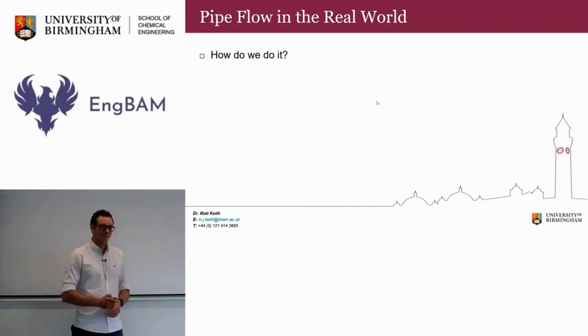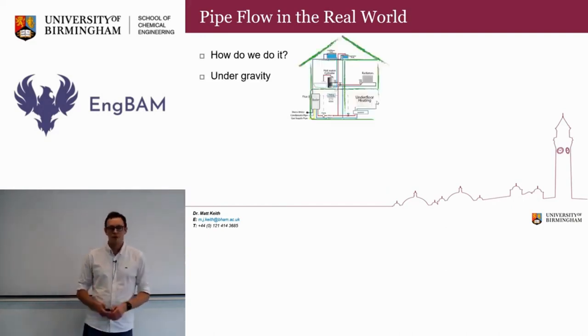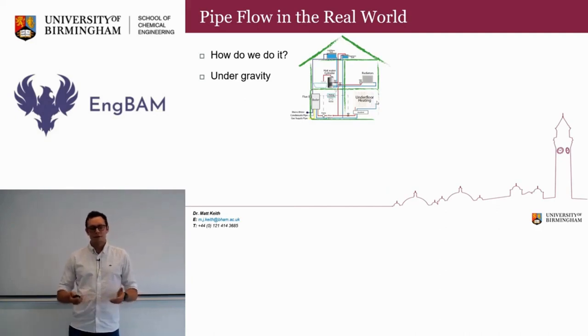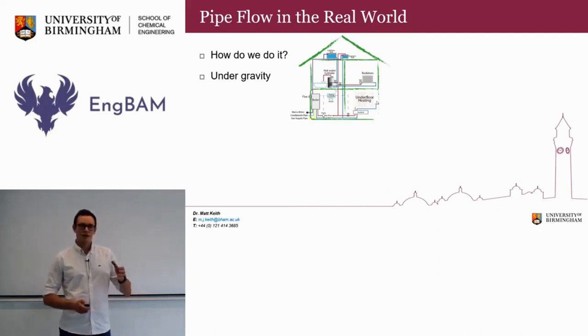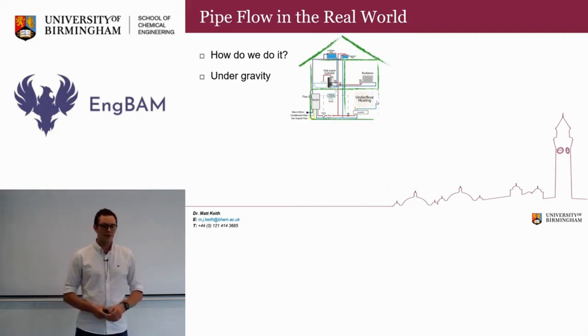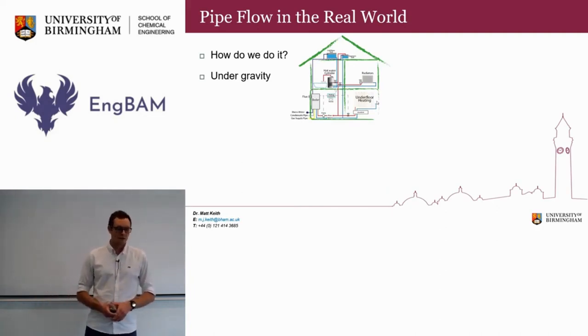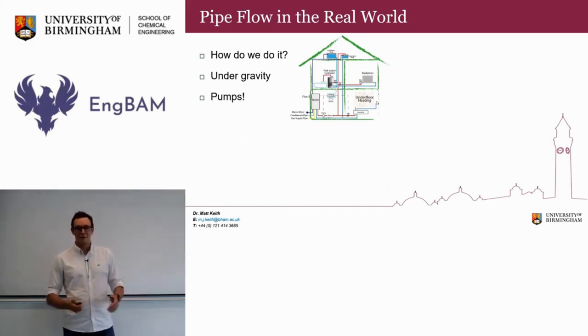How do we actually do it? Well, we could do it under gravity. So we think about some houses, they will have a storage tank at the very top, and we just let the water flow down our building into our various different applications. But one of the main ways is by using some kind of pump.